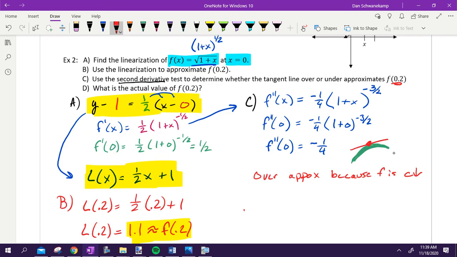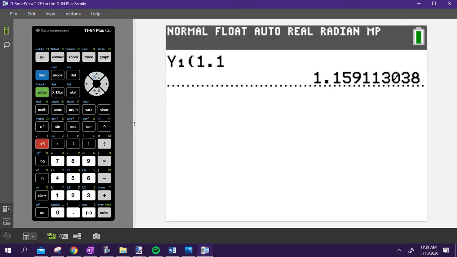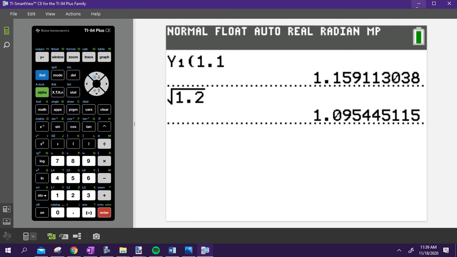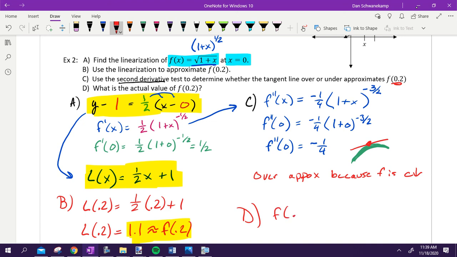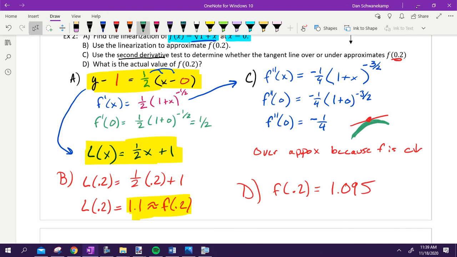Part D is just what's the actual value. Again, you wouldn't do this on your test, because on the test, if you had your calculator, you would just use your calculator. But we could. You're taking the square root of 1.2. If I took the square root, I get 1.095. So f of 0.2 is 1.095. Is that pretty close to what we approximated? Yeah, pretty close. But is my approximation answer a little bit bigger than what it actually was? Yeah, that's the whole idea of an over approximation. Makes sense on the second example.